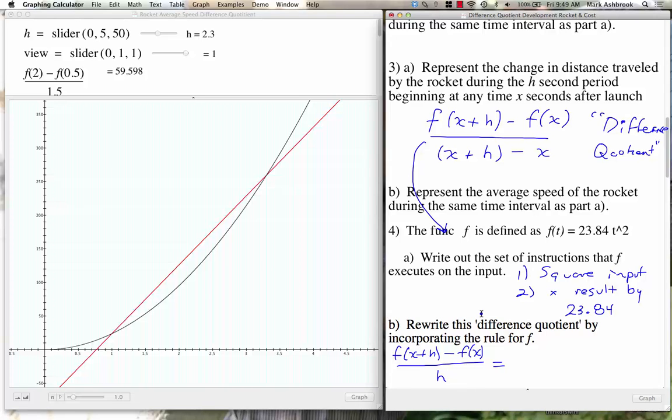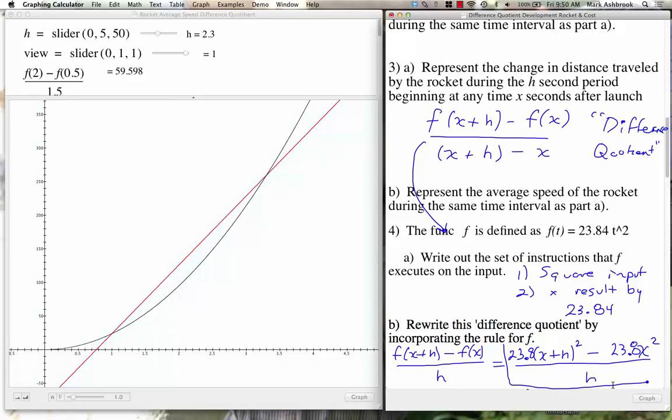Does it make sense? So what is the input here? f of x plus h. x plus h is the input, right? So what does the rule say to do? Square it, and then multiply by 23.84. I'll just do 23.8. And then minus, what's the input? x. The function says to square the input and multiply by 23.8. And take that whole thing, divide by h.